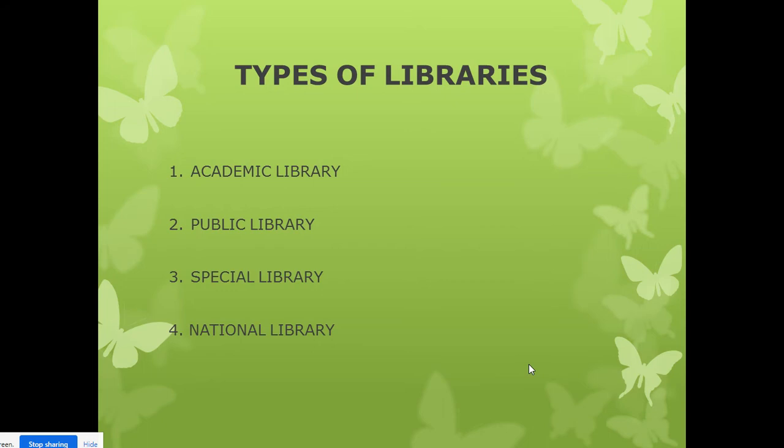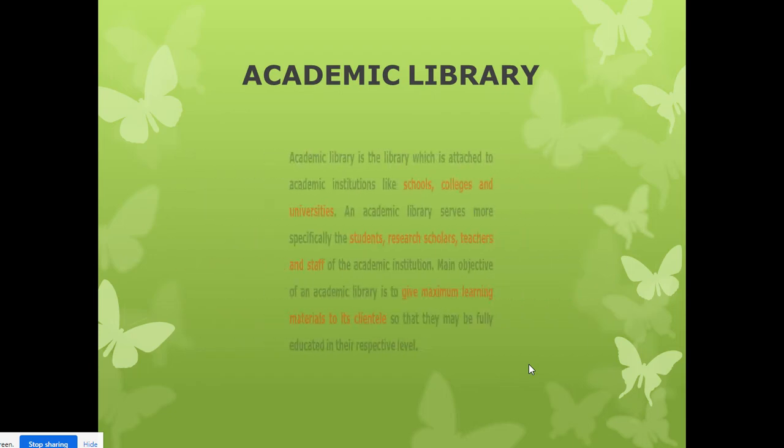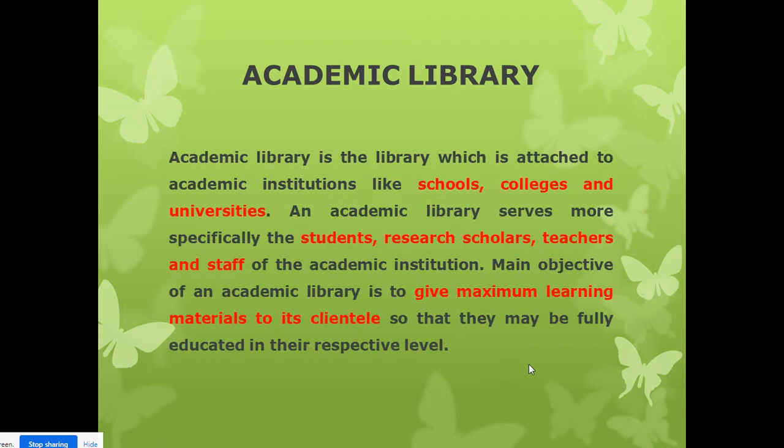Now we are going a little bit deeper into what an academic library is. As I already told you, I have highlighted the main things. So see here, what is an academic library? An academic library is the library which is attached to academic institutions.